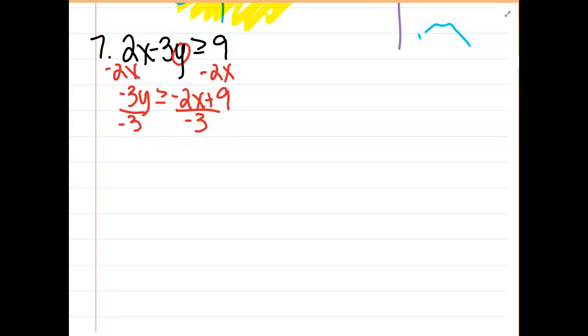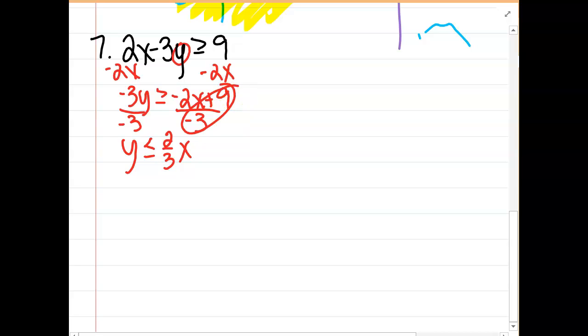But when I divide an inequality by a negative number, we have to switch the sign. So it's going to be a less than or equal to. And then negative 2 over a negative 3 is going to be a positive 2/3 x. And then 9 over negative 3 will give me negative 3.